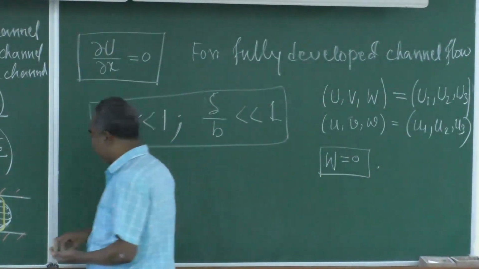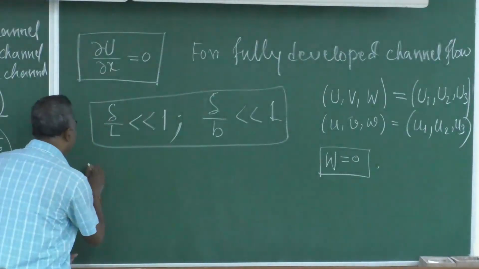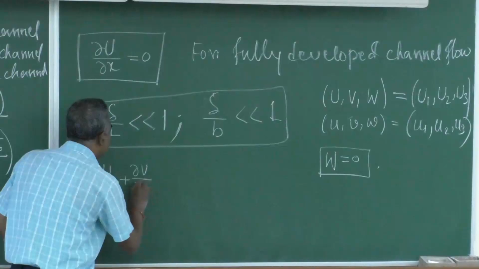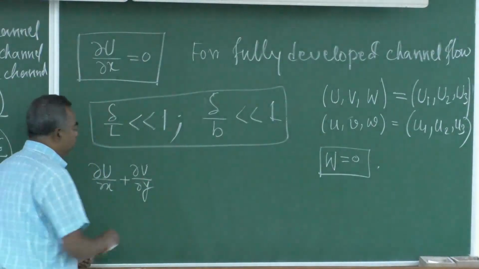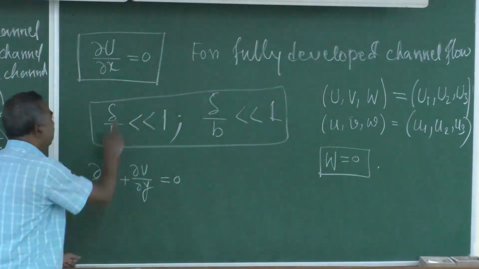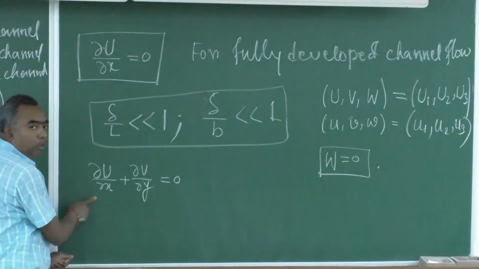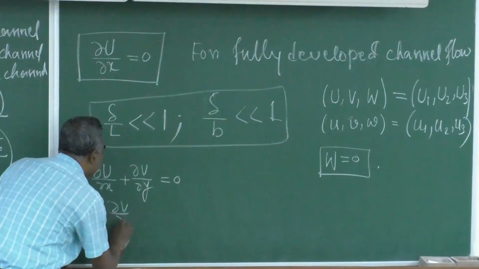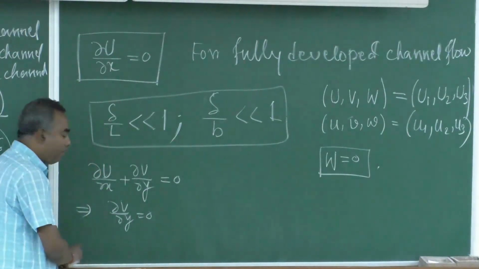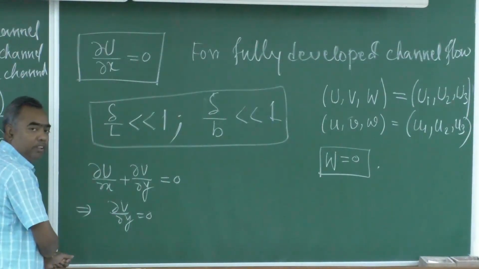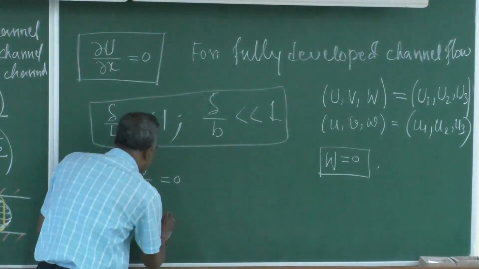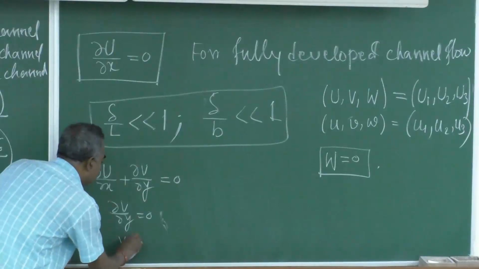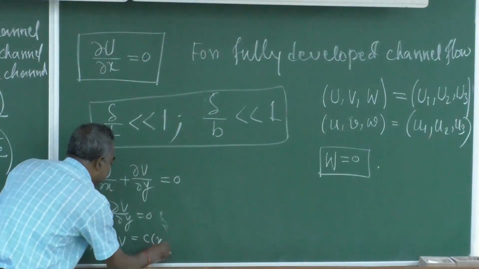For example, if we consider the mean continuity equation, it is del u del x plus del v del y, which equals 0. Since del u del x is equal to 0 for fully developed channel flow, this implies that del v del y is equal to 0. Del v del y equal to 0 means that if you integrate, v can be some constant, a function of x.